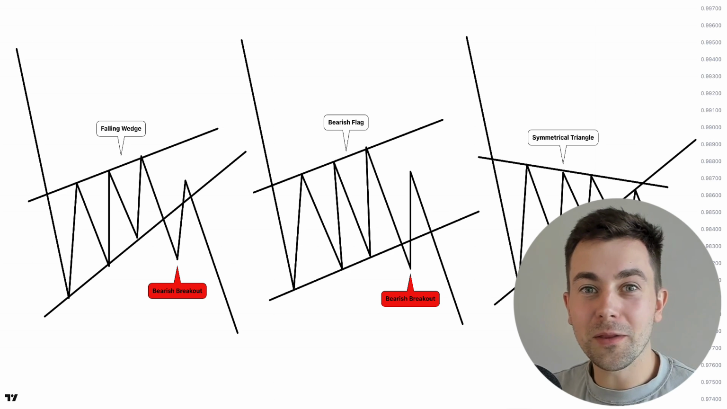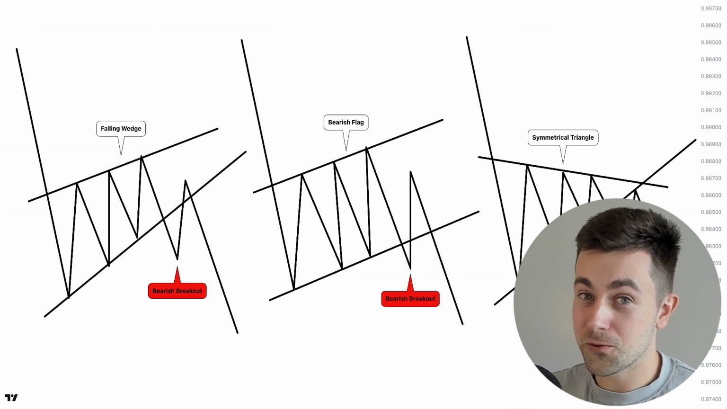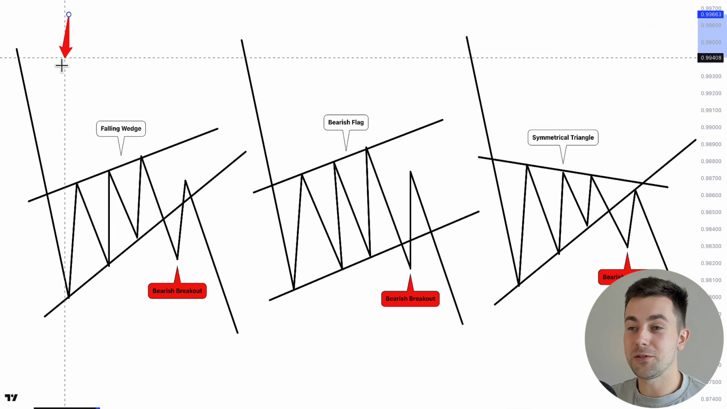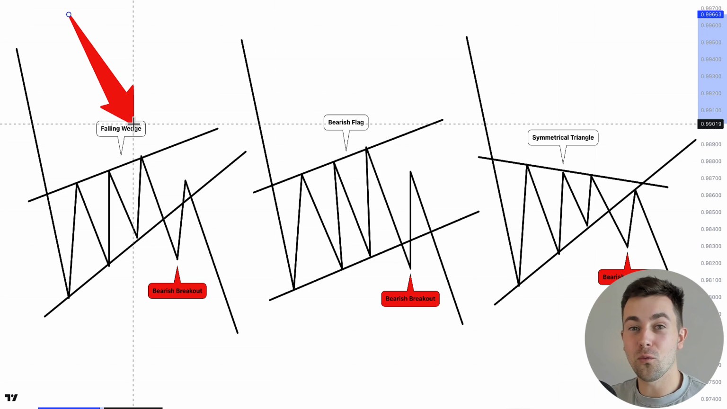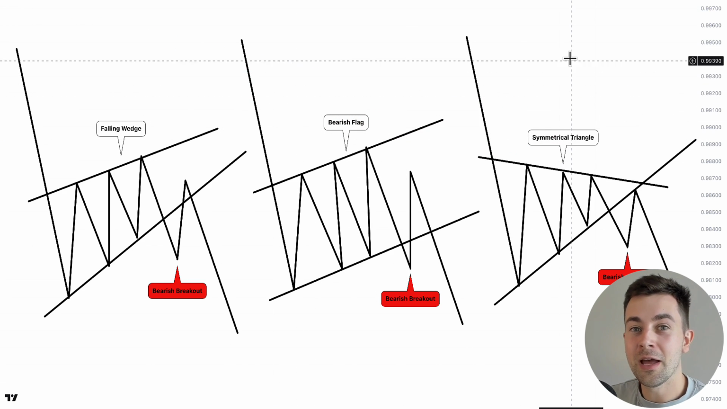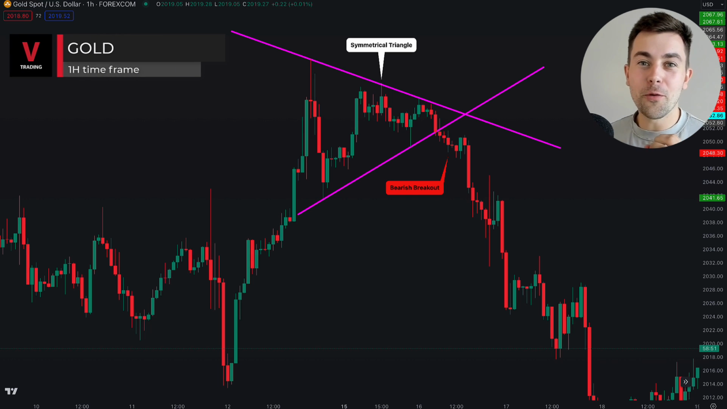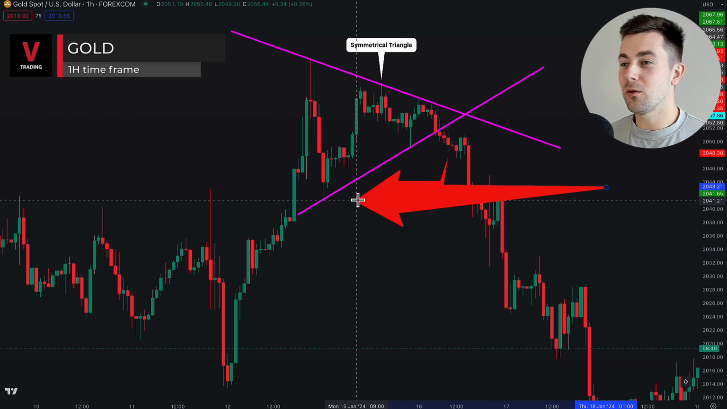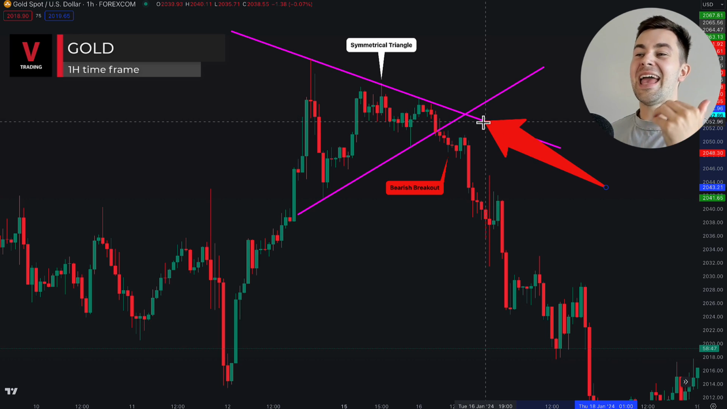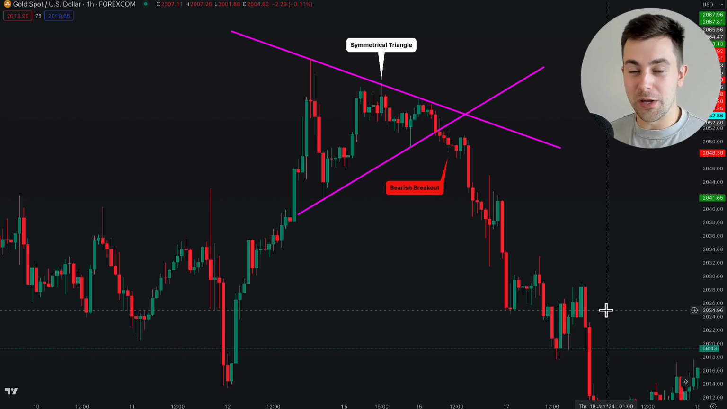A bearish violation of a trend line of a bearish pattern will give you a strong bearish signal. For example, a bearish violation of a support line of a falling wedge, of a bearish flag, of a symmetrical triangle will give you a strong bearish confirmation. I really like how a bearish breakout of a support line of a symmetrical triangle accurately indicated a coming bearish wave on gold.